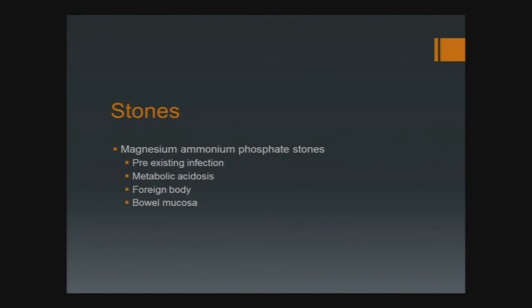One more complication is stone disease. Primarily, these are magnesium ammonium phosphate stones or infectious stones. And so pre-existing infection and recurrent infection can predispose you to these stones. The metabolic acidosis contributes. There's also potentially foreign bodies in the way of staples or sutures. And then simply the bowel mucosa producing mucus can serve as a nidus for stone formation.